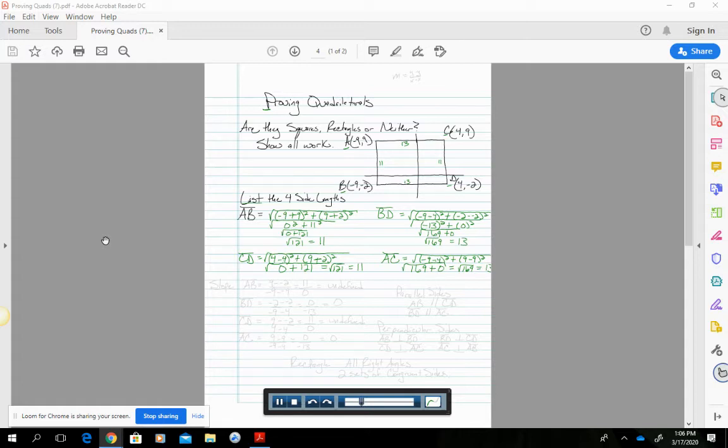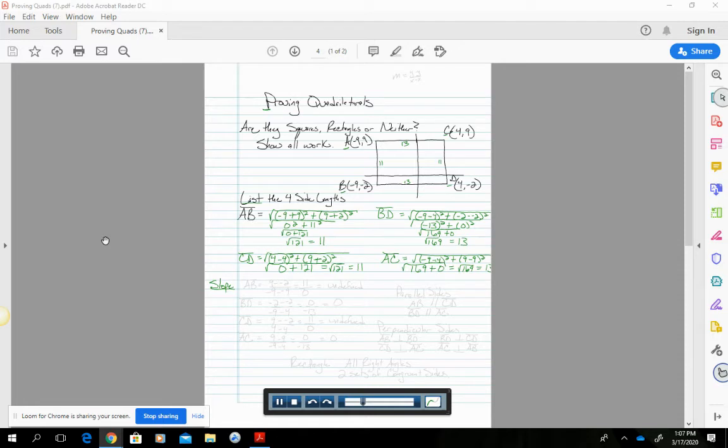So right away, I know it could be a rectangle. I haven't narrowed it down yet. I know it is definitely not a square, because a square would have all 4 sides equal. Well, to determine that it's actually going to be a rectangle, I have to go through and I have to say that the slopes are the same. So now my next part is I found these 4 side lengths. Now I have to do the slopes.